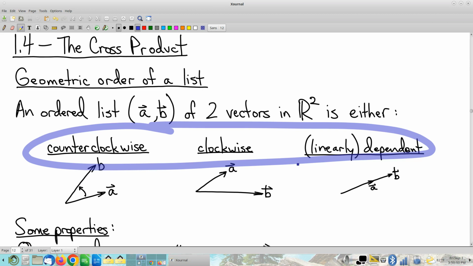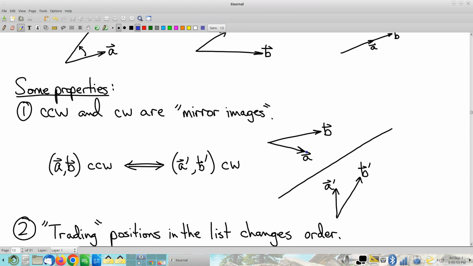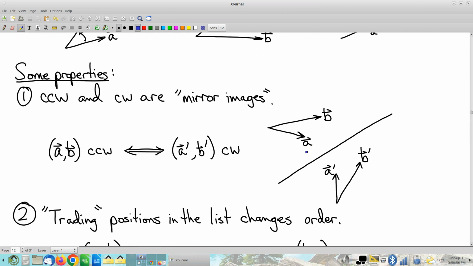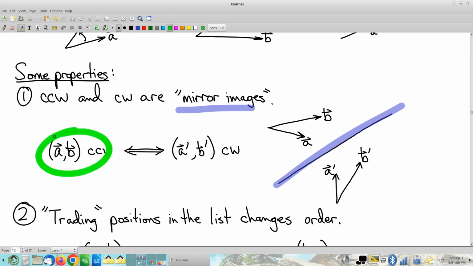Okay. Now, who cares? Turns out, I think it's a pretty easy pitch. Clockwise, counterclockwise has some pretty natural properties. They are mirror images of each other. Right? If you have AB being counterclockwise, like those are, then check it out. They're reflections, A prime, B prime, clockwise. Right? And this isn't a sometimes thing. This is always. Clockwise always reflects to counterclockwise and vice versa.